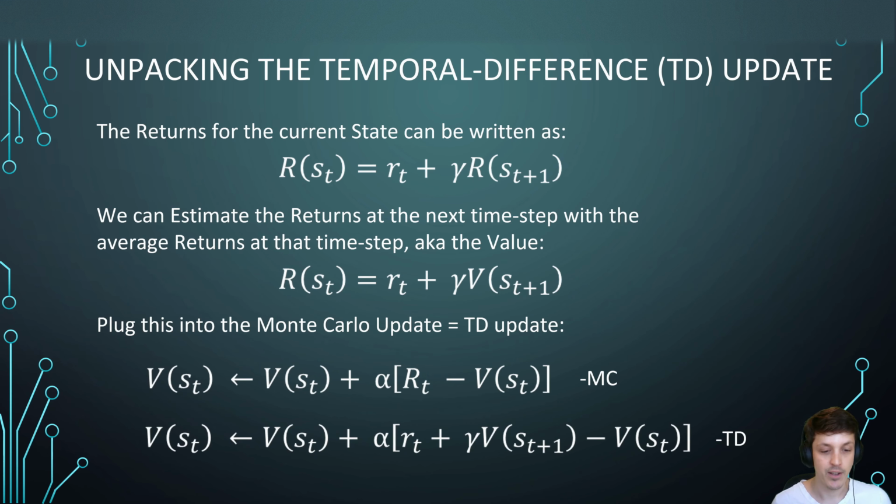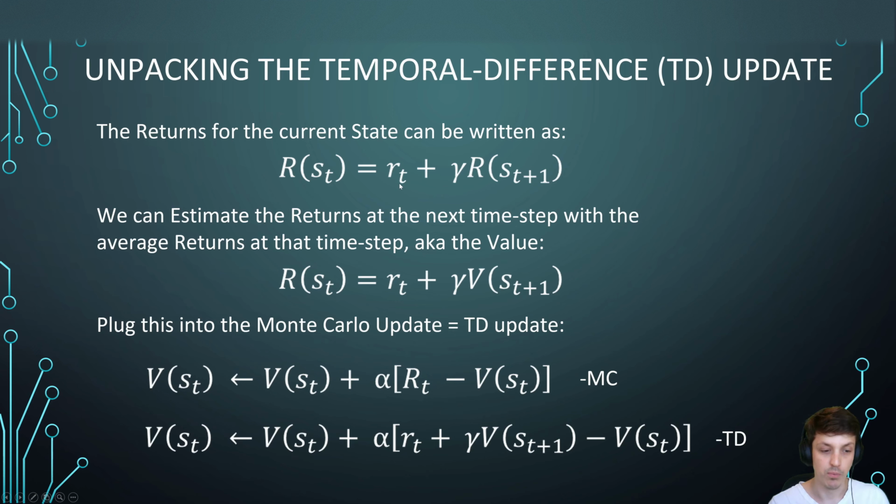Let's unpack that. Well, our temporal difference update really is just the Monte Carlo update with a few tweaks. So the returns for the current state, if we calculate them, can be written in this form, right? I know a lot of the calculations and maths here I'm going to skip over. If there is some interest, I can create another video, more of a tutorial where we solve some of these calculations by hand. If there's interest, I can go into that, but for now I'm going to skip through this pretty quickly.